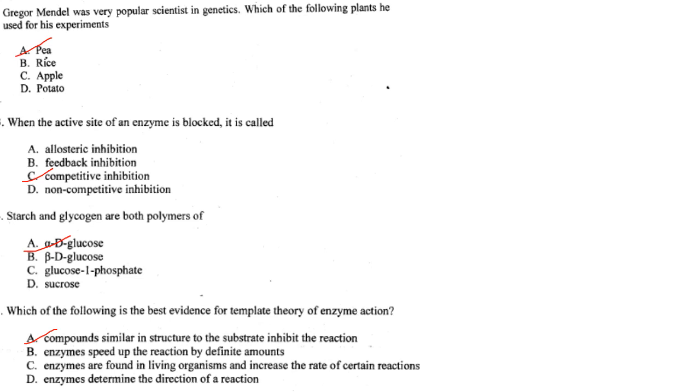Then next one. Which of the following is the best evidence for the template theory of enzyme action? The best evidence for the lock and key theory, or template theory of enzyme action, comes from the observation that compounds similar in structure to the substrate inhibit the reaction. So answer is option A, that is competitive inhibitors. They are compounds similar in structure to the substrate and they will inhibit the reaction. How? By binding to the active site and not allowing the availability of the active site for the substrate to bind. So option A is the correct answer.